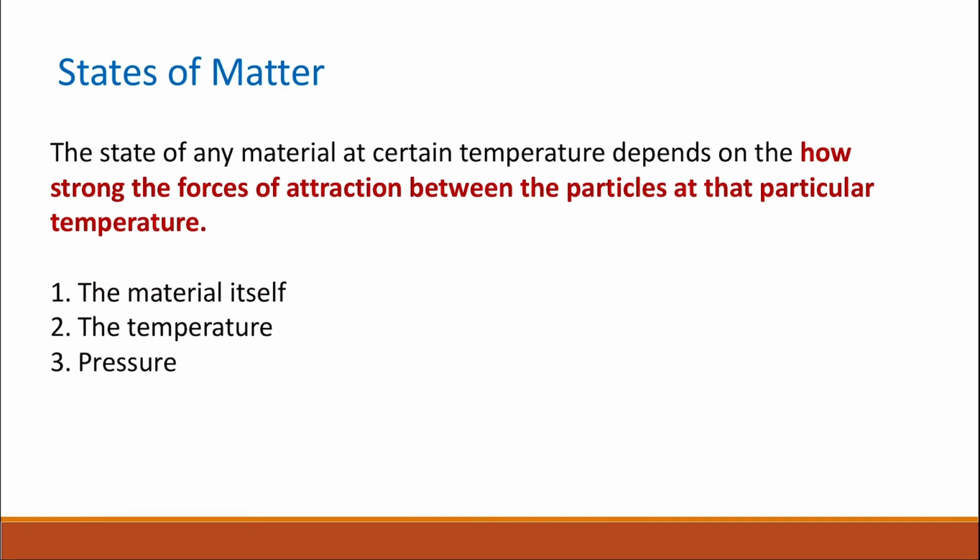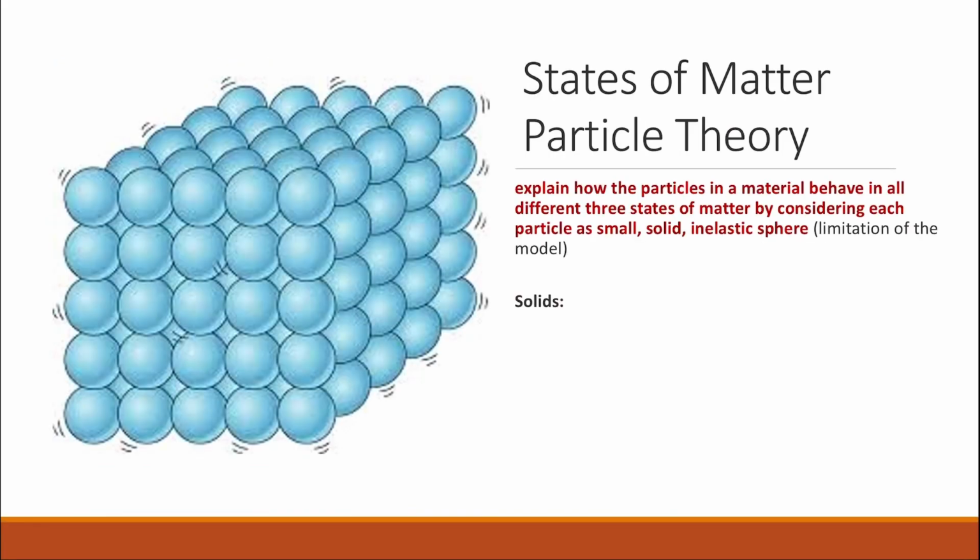The final thing we're going to talk about is the state of matter. There are three different states of matter, which are solid, liquid, and gases. The state of any material at a certain temperature will depend on how strong the forces of attraction between the particles are at that particular temperature, which will mostly depend on the material itself, the nature of the material. So there is a model called the particle theory, and the particle theory explains how the particles in a material will behave in all three states of matter by considering each particle as a small solid and elastic sphere.